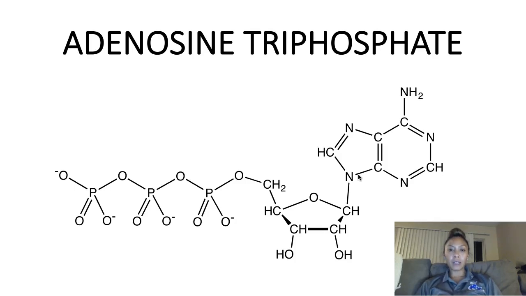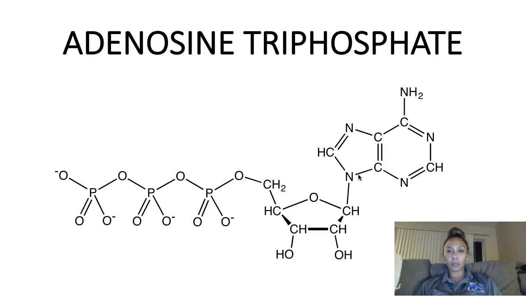So we need this molecule in order for us to drive any cellular function because it is the most high energy. It's the cell's energy currency. So what happens with these oxygens is we need oxidative phosphorylation to be able to produce this. So to get this molecule, oxygen is very important.